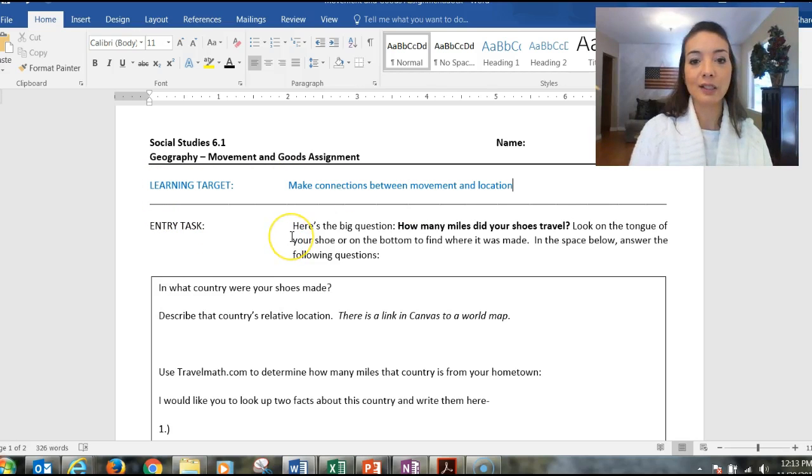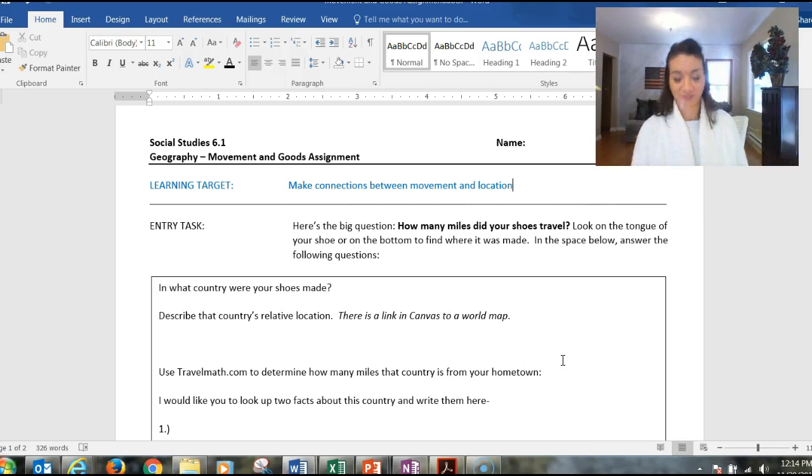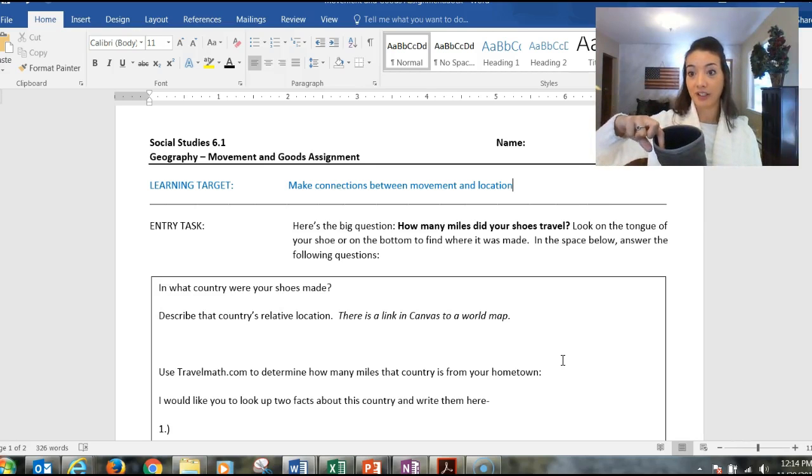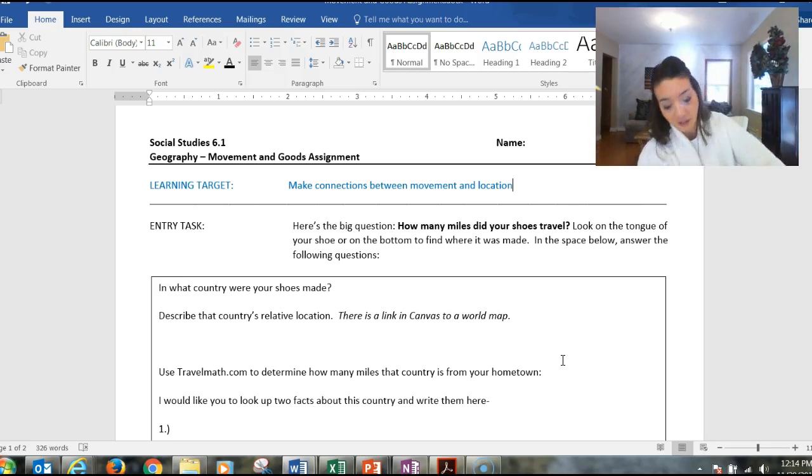It says, here's the big question. How many miles did your shoes travel? Look at the tongue of your shoe or on the bottom to find where it was made. And then in the space below, down here, you're going to be answering some questions for the entry task. So I'm going to take off my shoe right now. Okay. Actually a boot. And my label is on the inside and it says made in China. So I'll put my shoe back on.